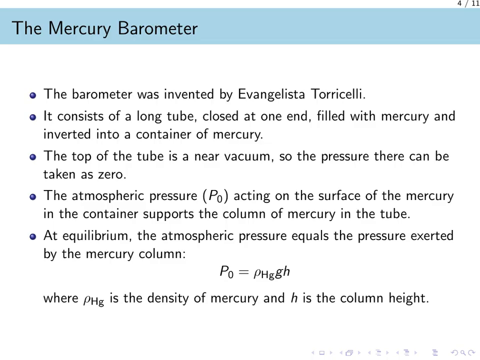The system reaches equilibrium when this atmospheric pressure, P0, is perfectly balanced by the pressure exerted by the mercury column. This fluid pressure is given by the density of mercury, rho Hg, times g, times the column's height, h. Therefore, the height of the mercury column is a direct measure of atmospheric pressure.